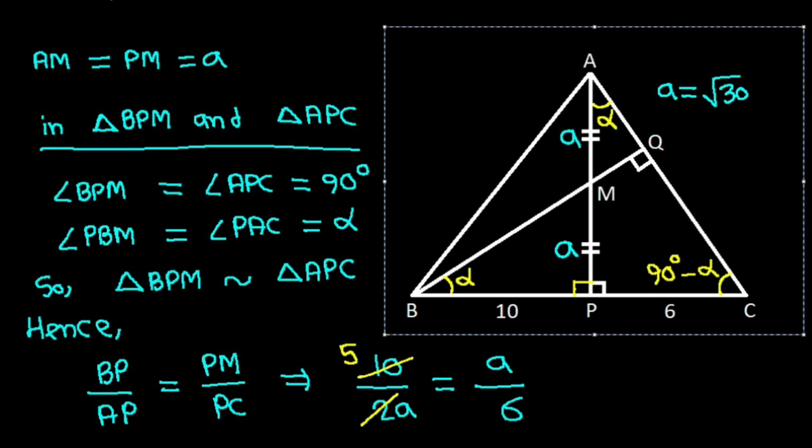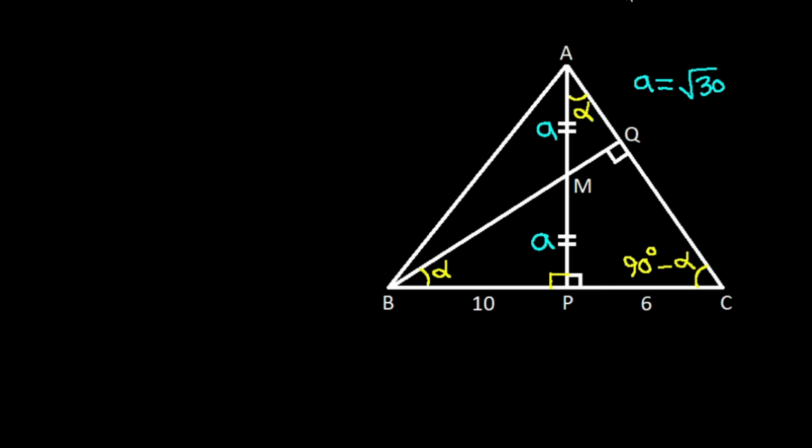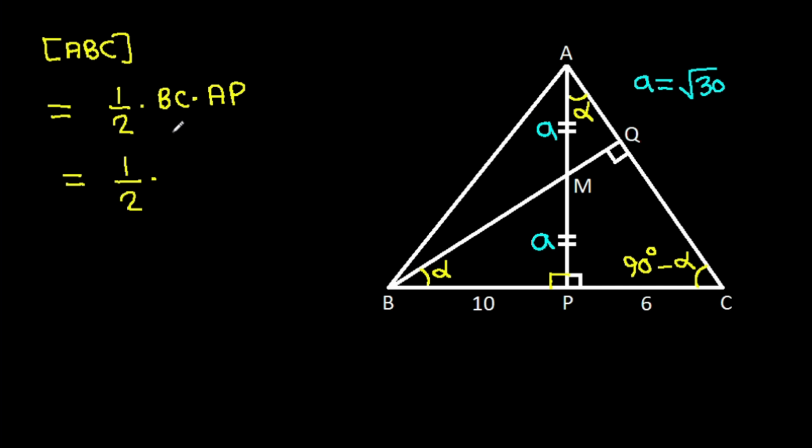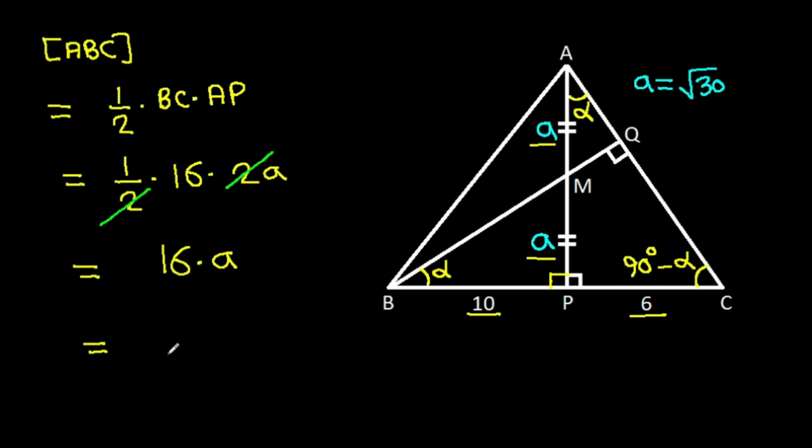Now area of ABC will be 1 over 2 times base is BC and height is AP, and it is 1 over 2 times BC is 10 plus 6, that will be 16, and AP is a plus a, that will be 2a, and 2 will get cancelled, so it is 16 times a, and 16 times a is 16 root 30.